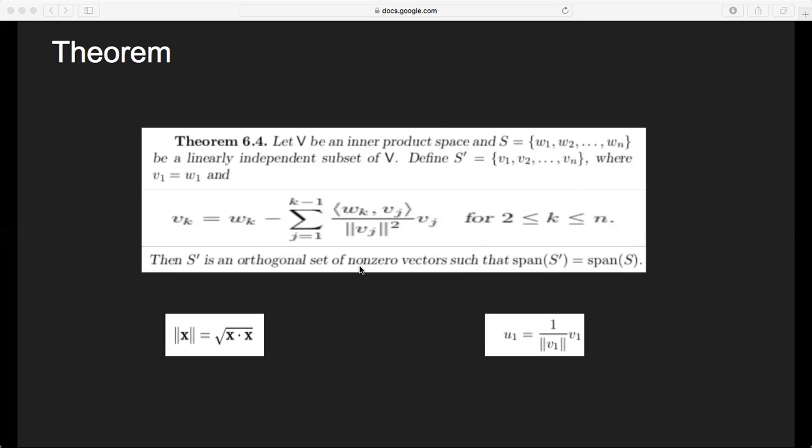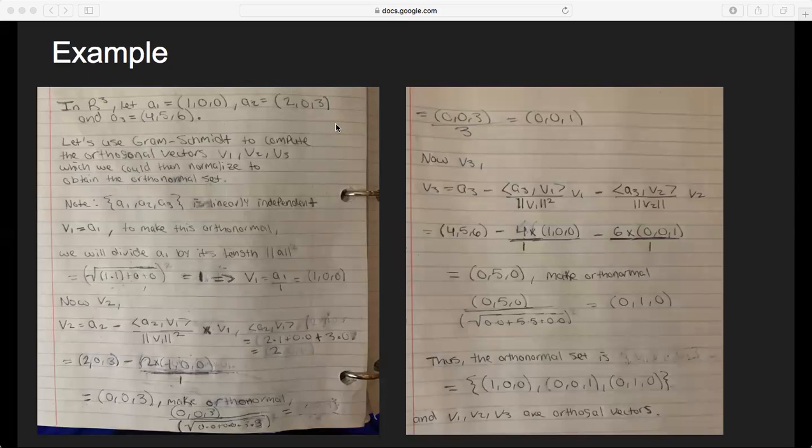Okay, so let's go over a quick example. This is just one I thought of off the top of my head. Suppose we're in R3 and we let A1 equal to (1,0,0), A2 equal to (2,0,3), and A3 equal to (4,5,6). We want to use Gram-Schmidt to first compute the orthogonal vectors V1, V2, V3, which we can then normalize to obtain an orthonormal set. One thing to note right off the bat, these three vectors are linearly independent of each other, so that's a telltale sign that we can apply Gram-Schmidt orthogonalization.